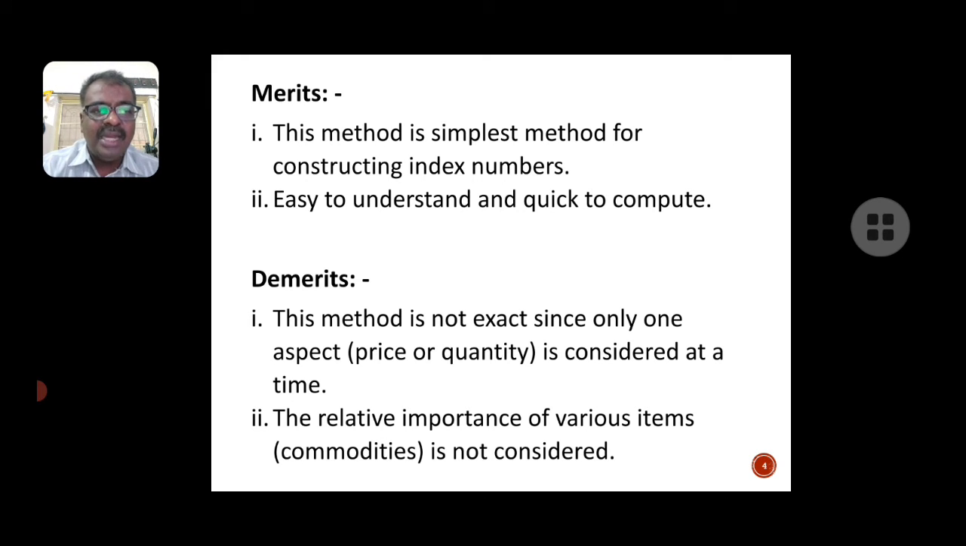Second, the relative importance of various items is also not considered. As I have told you in the previous sessions, unweighted methods do not give weights, or they do not consider all items to be of different weights. According to this method, all items are given equal weights.